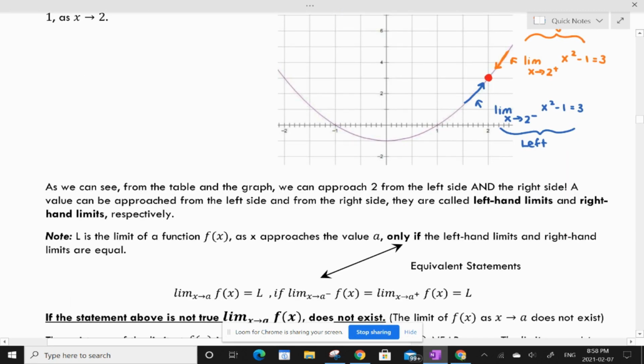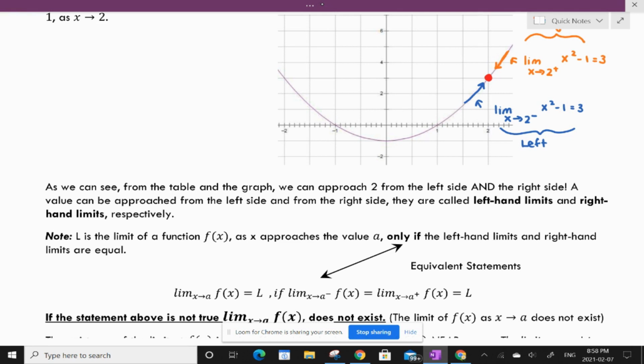The note that I have there: if L is the limit of a function f of x as x approaches the value a, it is only if the left-hand side limit and the right-hand side limit are equal. In other words, the left-hand side limit and the right-hand side limit must equal the same thing in order for the limit to exist.